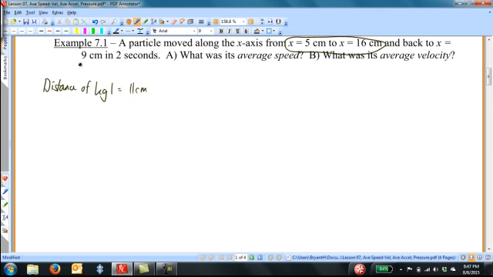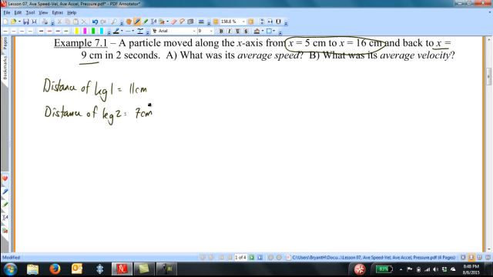And then we have leg 2, which starts at 16 centimeters and goes to 9 centimeters. The distance of leg 2 happens to be in the opposite direction, but we don't care about the direction when we're talking about distance. We just want to know how much ground did we cover. And in that segment, I take the difference again, and I find that 16 minus 9 is 7 centimeters.